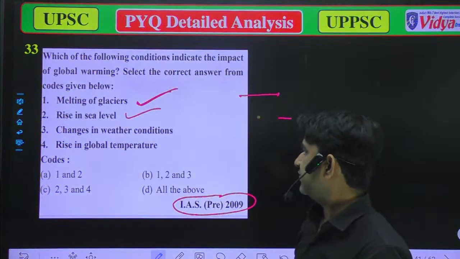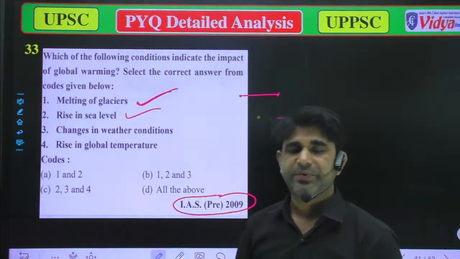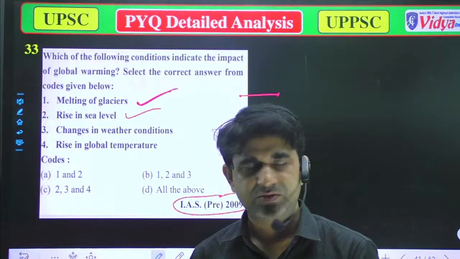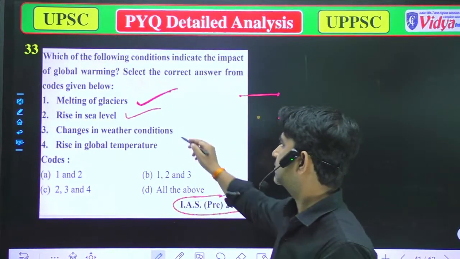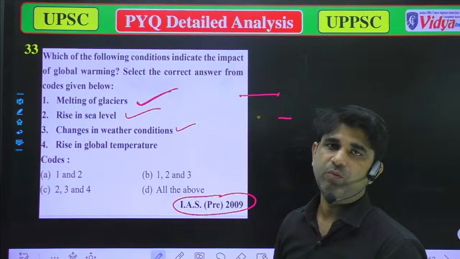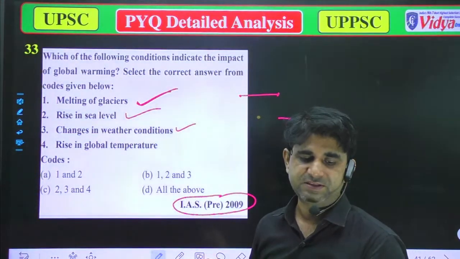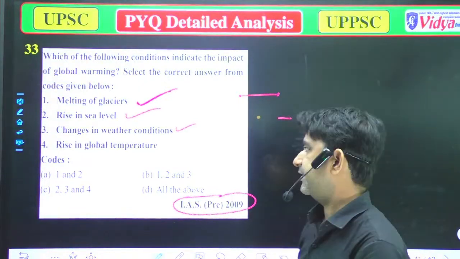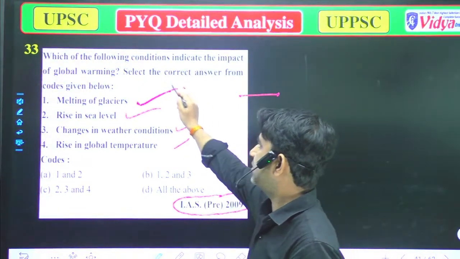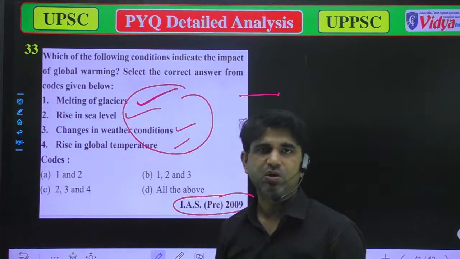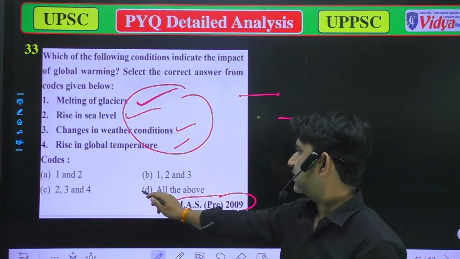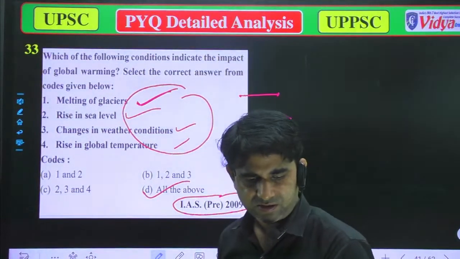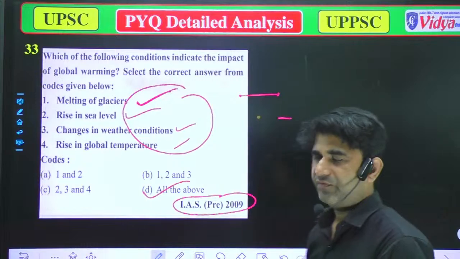Next, change in weather conditions. That's also true, because due to global warming various changes will occur. Rise in global temperature, as I told you in the first sentence, if there is global warming there will be a rise in global temperature. That's also true. So all these options are correct, and option D is correct. It's a simple question, and I think all of you can attempt these questions. Now we'll move to the next question.